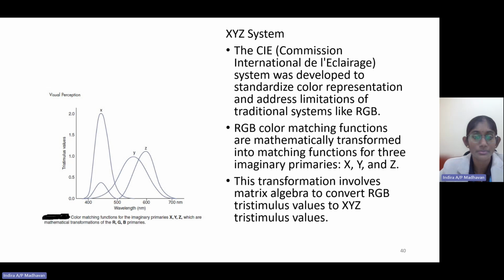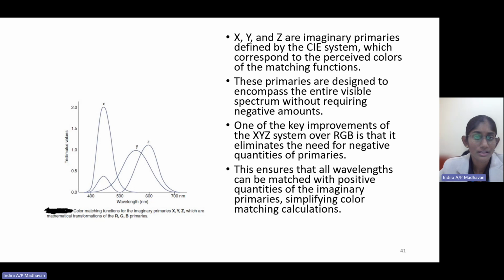Okay, so that vector component makes all the values positive. When it becomes positive, this X, Y, Z are imaginary primaries defined by the system. This is imaginary primaries. It is no more the true colors as it was in the RGB system. So it was not true primaries, they are imaginary primaries. And then they're able to transfer this minus value to positive value.